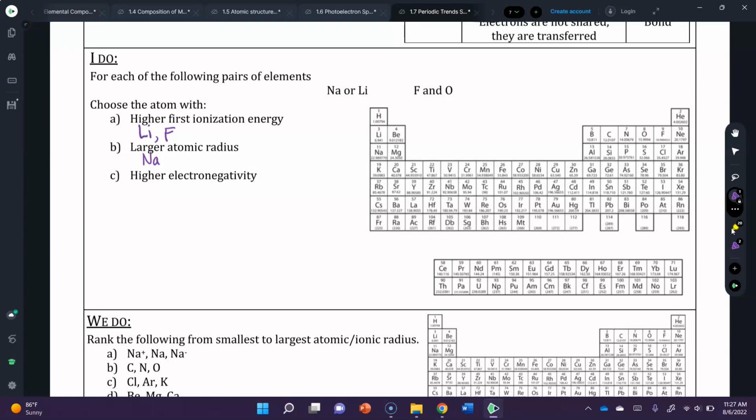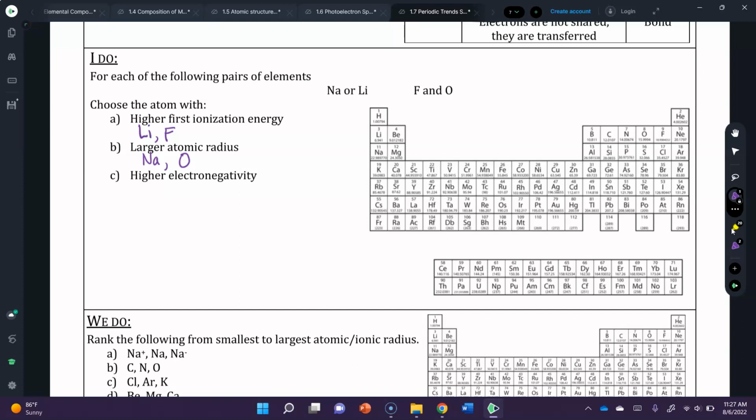Fluorine versus oxygen, it is going to be oxygen because its valence electrons are less tightly held, allowing them to be bigger, because of a lower attractive force from the nucleus.